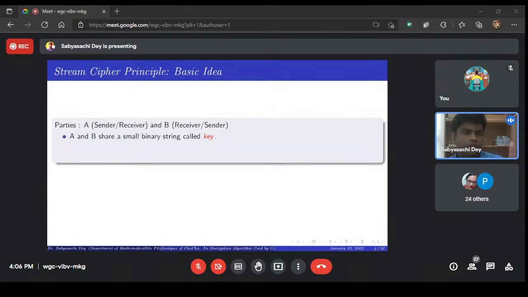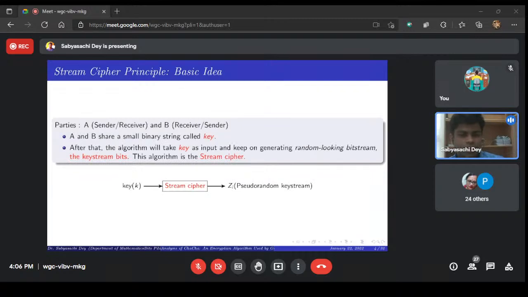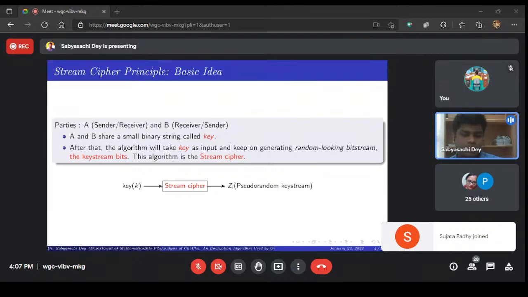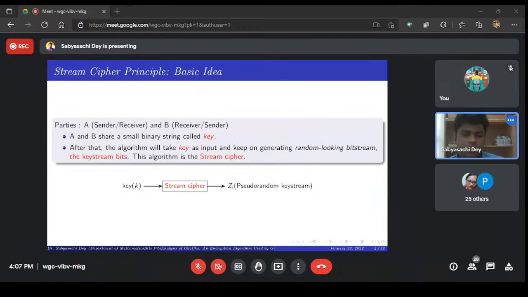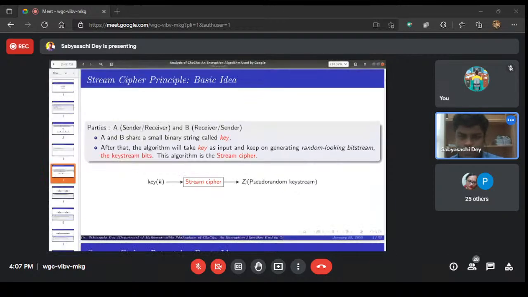Okay, so this is how a stream cipher works. Initially, A and B share a small number which is called the key. The key is a secret number which is shared between the sender and the receiver. This is known to the sender only and the receiver only and nobody else. Now, there is an algorithm, which is the stream cipher basically. The job of this algorithm is that it takes the key as an input, so it's like a function, and as an output it generates a sequence of numbers. This sequence of numbers is denoted by Zi.